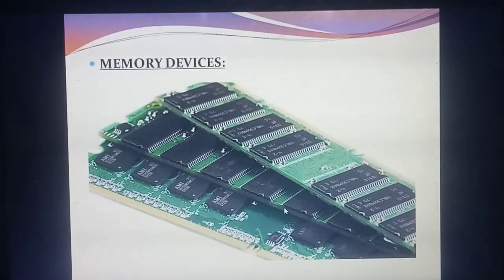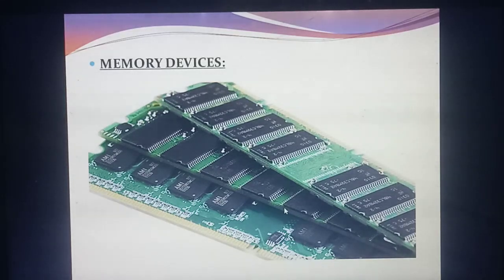Then the next one is the memory device. What do you mean by memory? Take your mobile phone, then you will understand. A mobile phone also has two types of memory. What are the two types of memory? Internal storage and external storage. Internal storage means phone storage. External storage means an SD card or memory card.